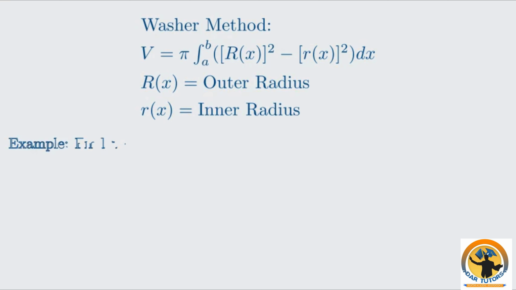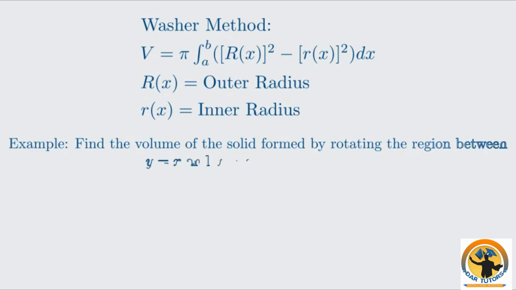Let's find the volume of the solid formed by rotating the region between y equals x and y equals x squared about the x-axis. First, we find the intersection points, which are at x equals 0 and x equals 1. These are our limits of integration. Next, we identify the outer and inner radii.